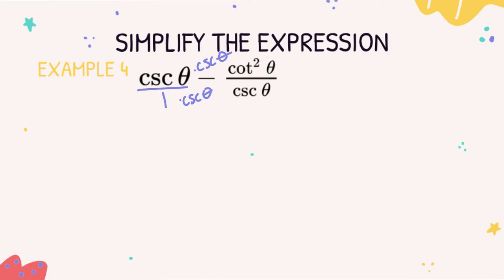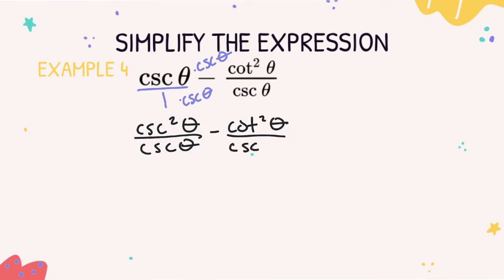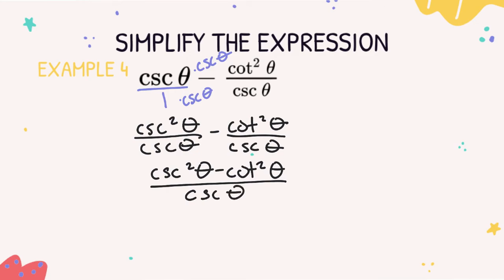So this would become cosecant squared theta over cosecant theta minus cotangent squared theta over cosecant theta. And now that I have a common denominator, I can combine these into one term. Cosecant squared theta minus cotangent squared theta over cosecant theta. So that is the first step so far.